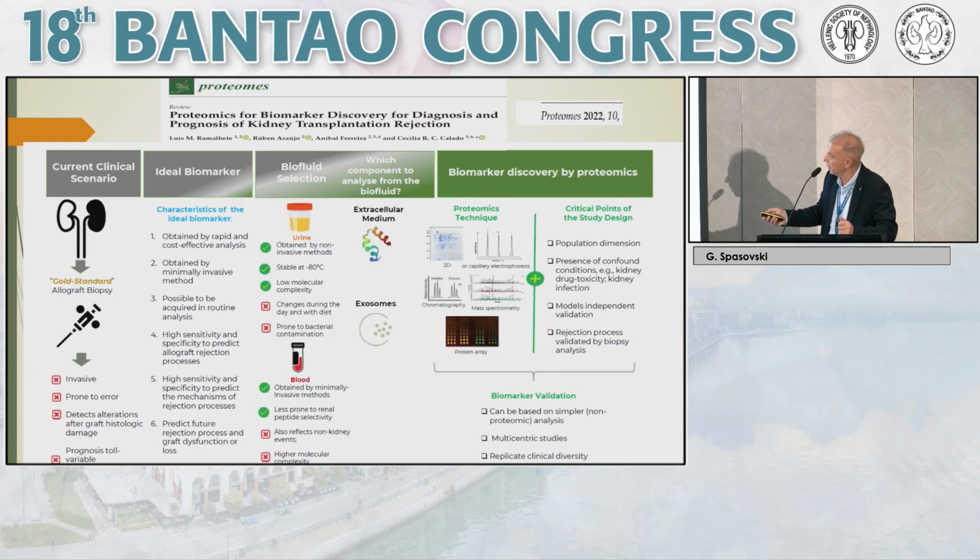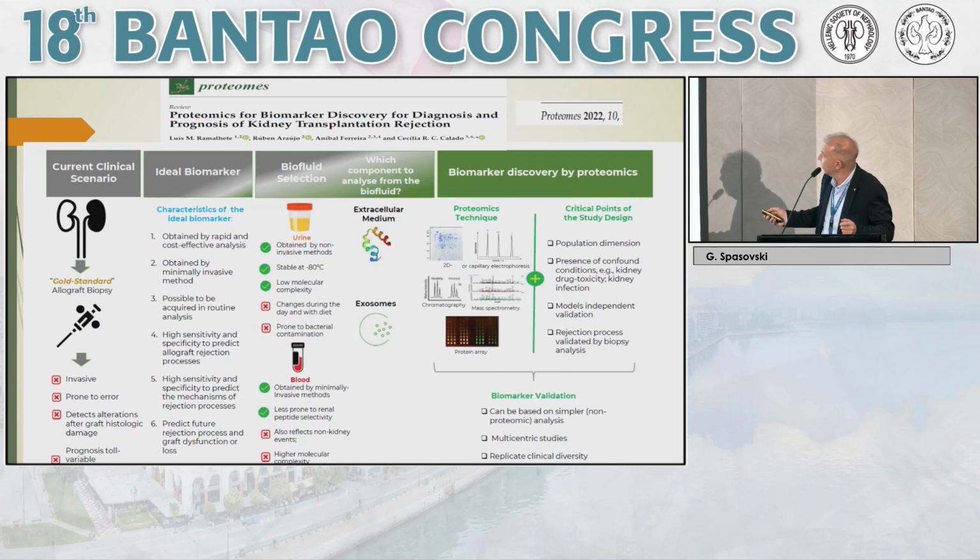From the biofluids, we do have urine and blood. Urine is easy to obtain, stable at -80 in the fridge, with low molecular complexity, but it changes during the day and with diet, and it's prone to bacterial contamination. Blood is almost the same: minimally invasive, less prone to peptide selectivity, but it also reflects non-kidney events and has higher molecular complexity. And we are coming to this right panel about the proteomic techniques, whether by 2D or capillary electrophoresis with liquid chromatography or mass spectrometry.